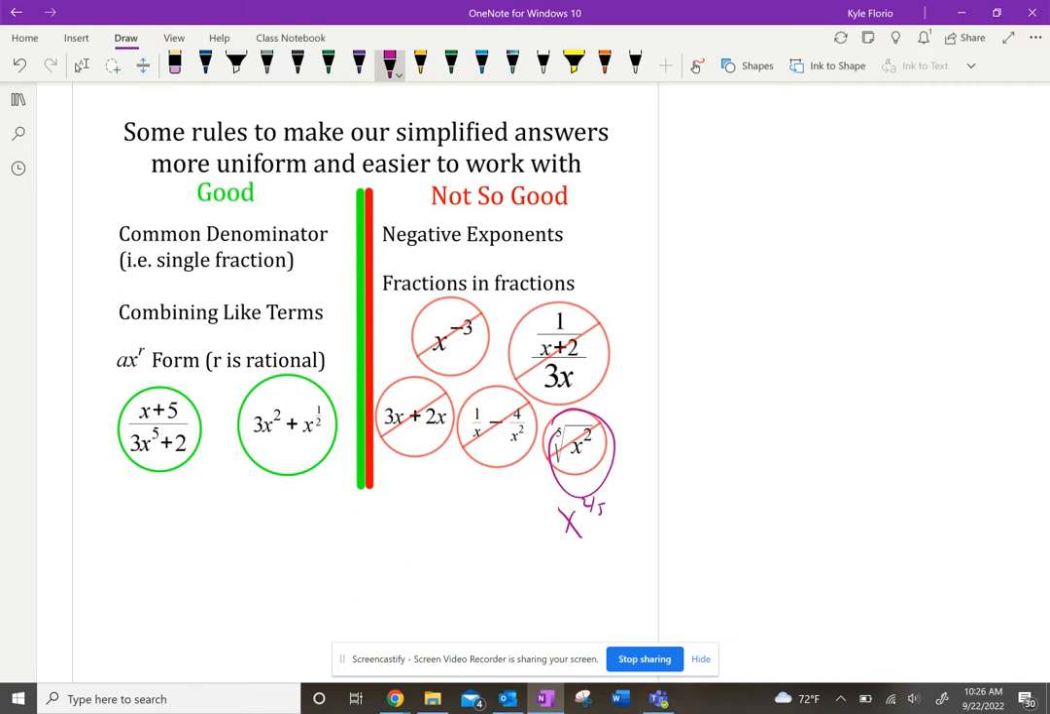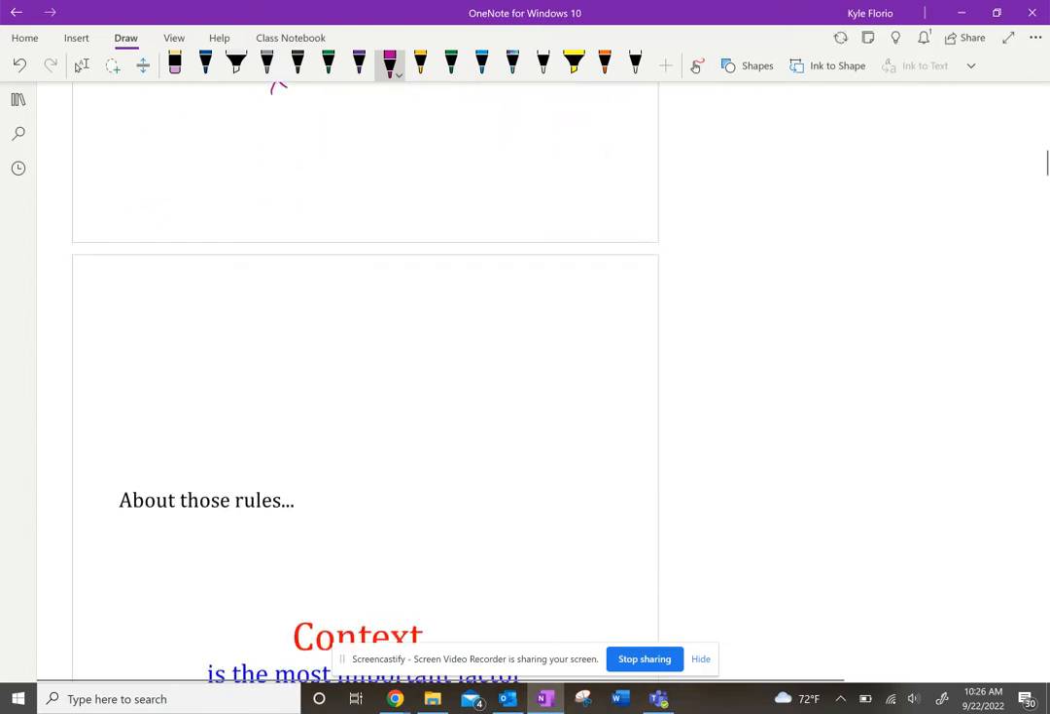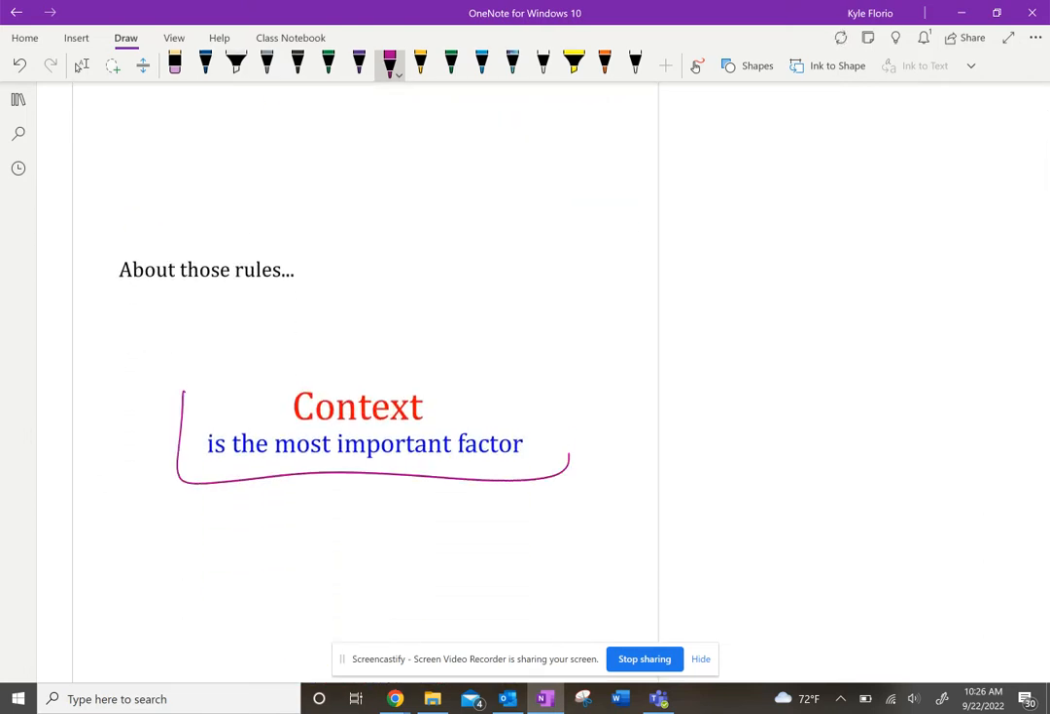So negative exponents right here, we can rewrite as positive exponents like that. A fraction and a fraction, do the keep change flip. Here we have two fractions, so we can combine them. 2x plus 3x is just 5x, so we can combine those. But really, context is the most important thing. Depending on what the question's asking us for is what form is going to be best used. What's important isn't recognizing what looks the best, it's just being able to go between two different forms of the same expression.